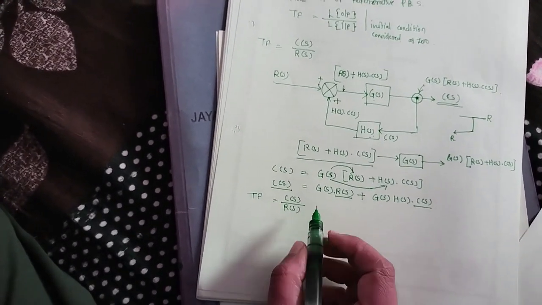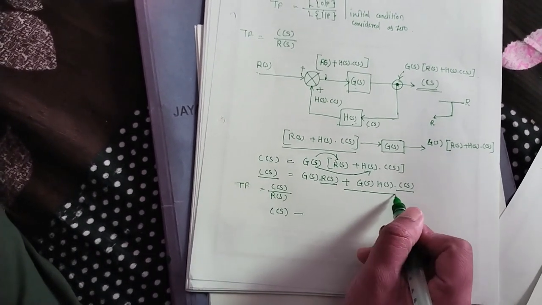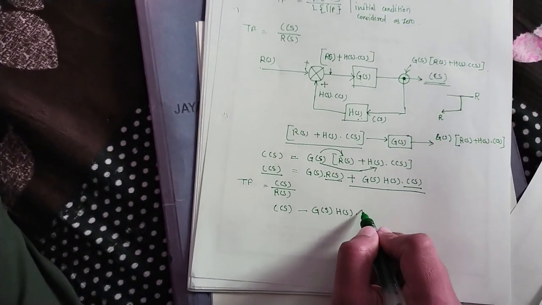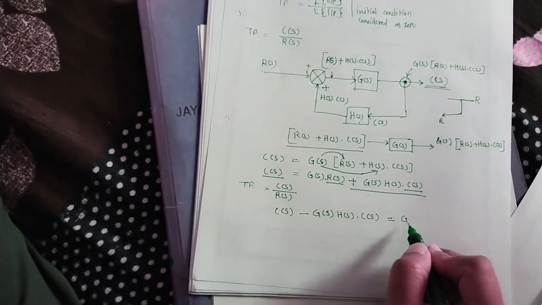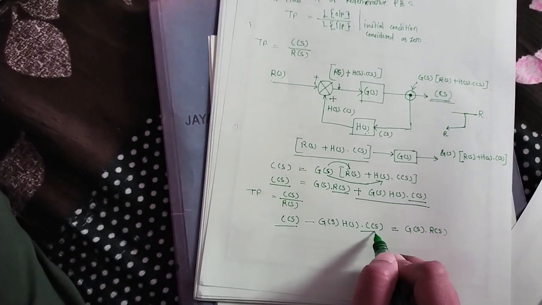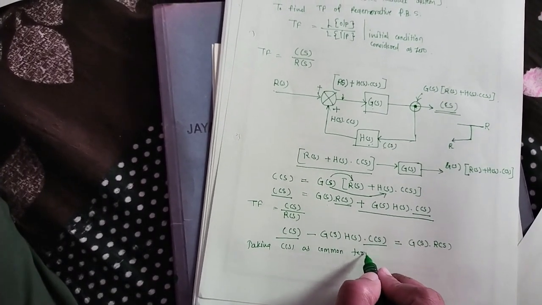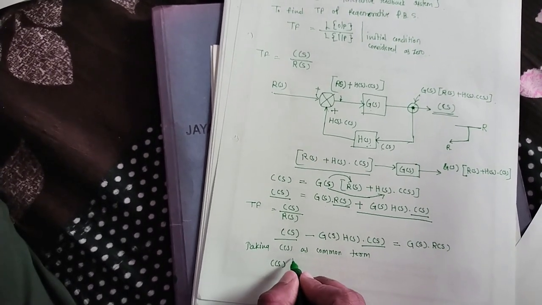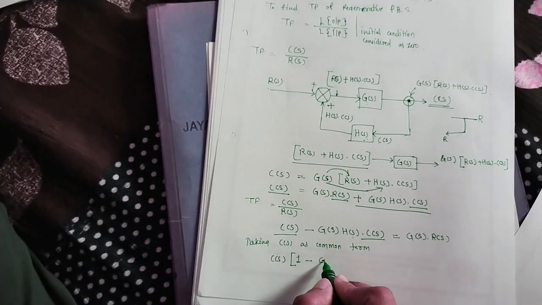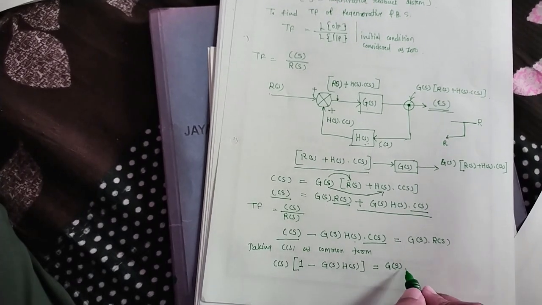So to simplify this equation, you get C of S minus G of S into H of S into C of S, because this whole term is taken to the left-hand side, so it comes with a minus sign, equals this term taken as it is, G of S into R of S. Taking C of S as a common term, C of S remains outside, and inside the bracket 1 minus G of S into H of S remains, equals G of S into R of S.